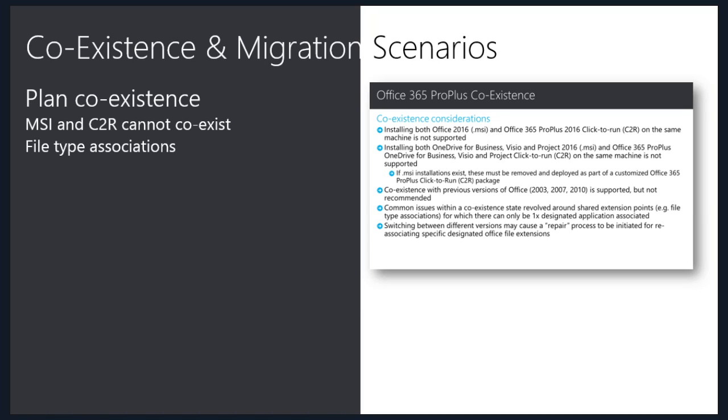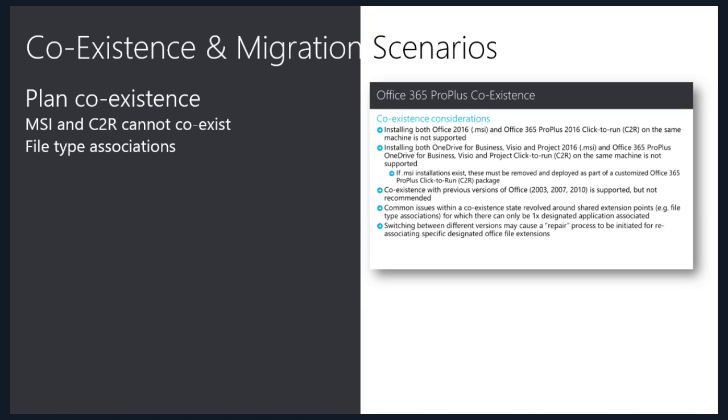One of the first aspects of the client coexistence scenarios is that MSI and click-to-run cannot be installed on the same computer side by side. This statement is also valid for other Office programs as well, like Visio, MS Project, and OneDrive for Business. So if any MSI package is installed, it must be removed for click-to-run installation to be successful.